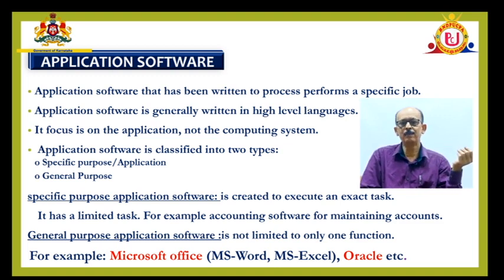MS Office is there, that can be used for different office operations, to store the data, to store the document, to perform different operations using this, right? It also contains Word, Excel, PowerPoint, Access, etc. These are the parts of this application software generally used by everyone. Oracle is a database management system package. So this Oracle is also a general purpose package. Okay, this is about the types of application software.